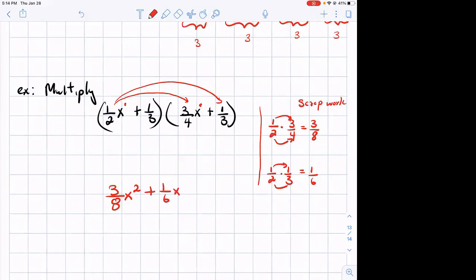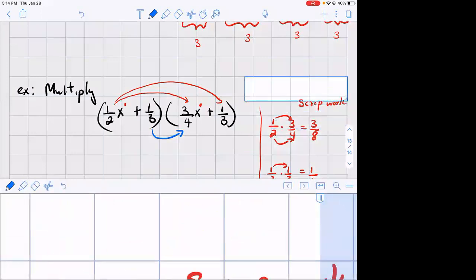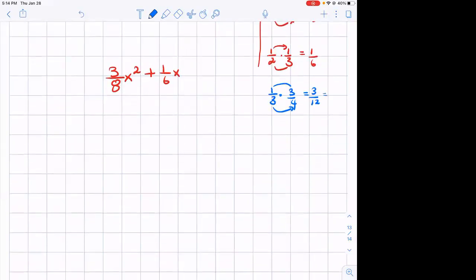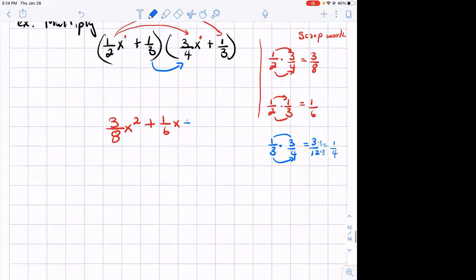There's nothing else to distribute the 1/2 to, so now we move to the 1/3. What is 1/3 times 3/4? Well, 1 times 3 is 3, 3 times 4 is 12. And this can be simplified to 1 over 4, because you can divide here by 3, you can divide here by 3. So here we have plus 1/4 x.